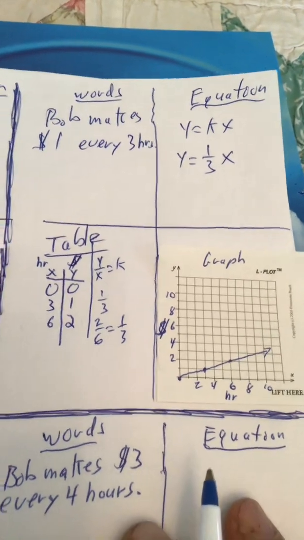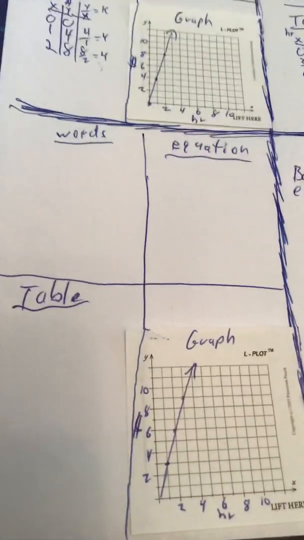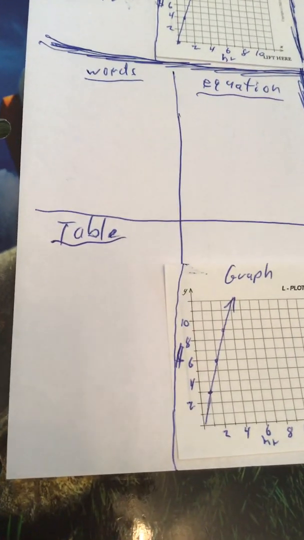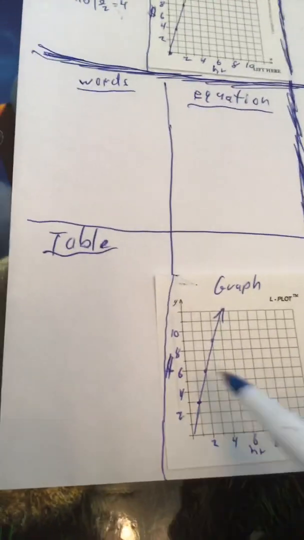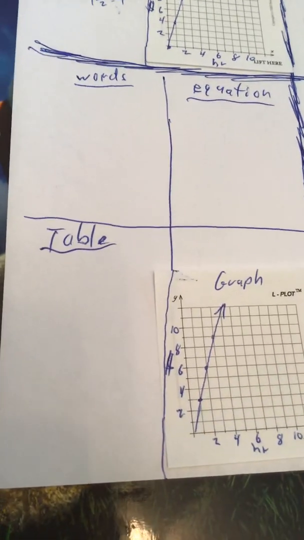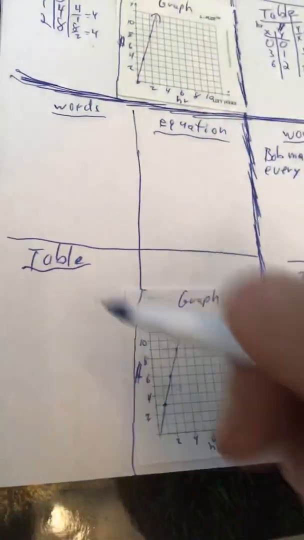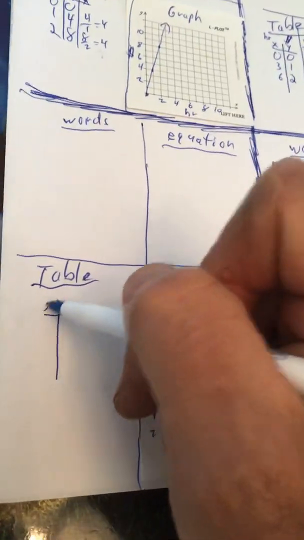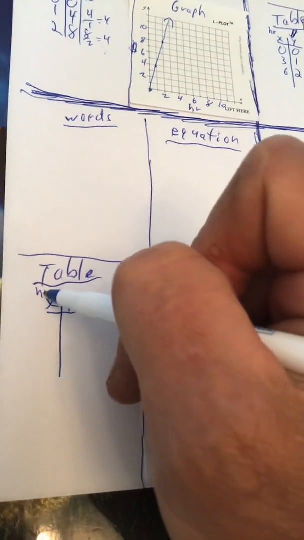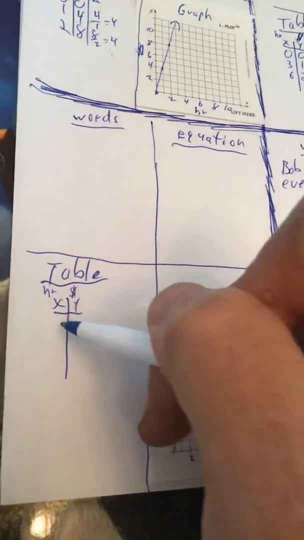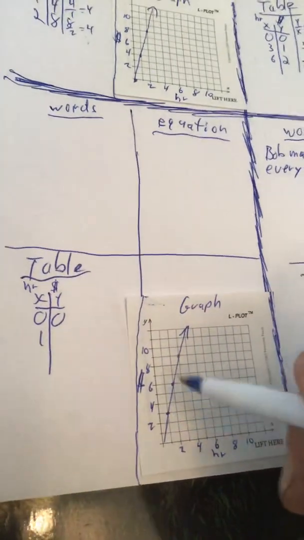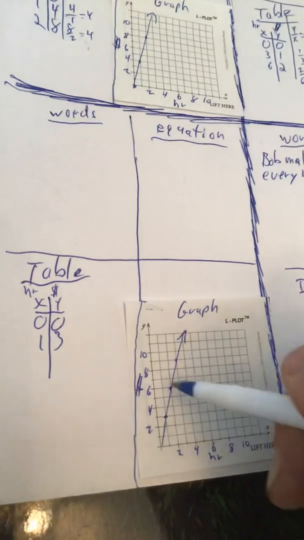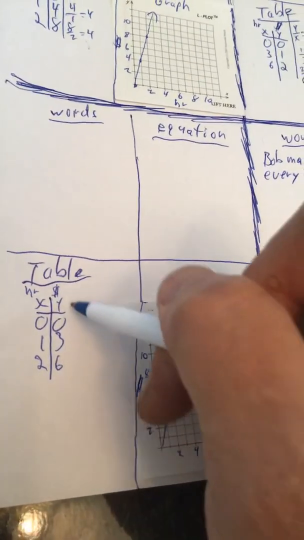You can hit pause if you need more time to look at it. I'm going to move on. Number 3, the third one. This time I started you with the graph. Let's think Bob here. This is dollars and hours. So I'm going to do my table first. X, Y, which is hours and money. If he doesn't work, he doesn't get paid. If he works 1 hour, it looks like he makes $3. If he works 2 hours, he makes $6.